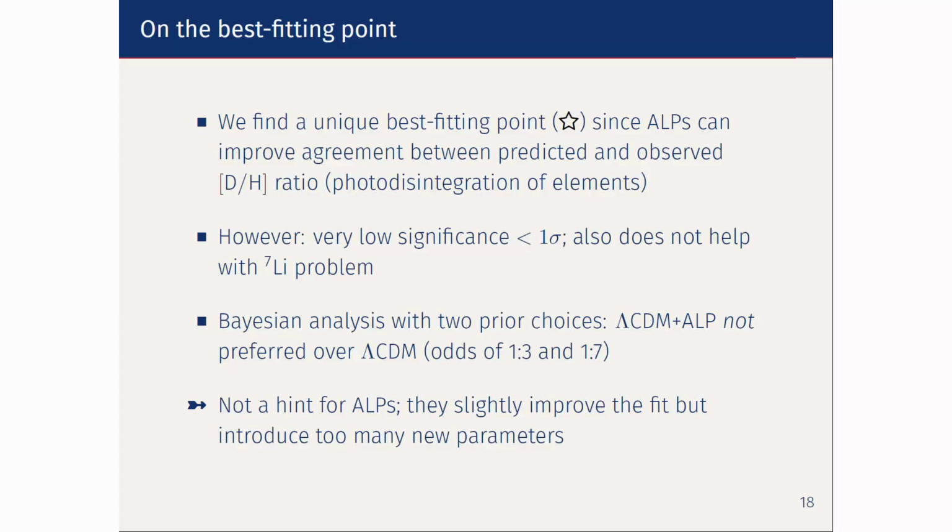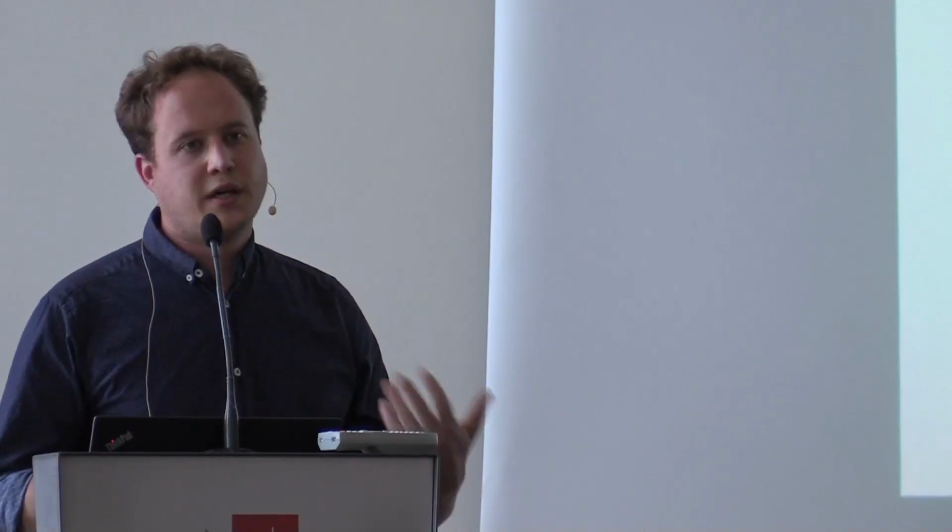And we also did a Bayesian analysis to look at this further, and also here we find that, looking at two different prior choices, in both cases the odds are against the extended model, so the LCDM plus ALPs model. So in summary, this is really not a hint. This is not to be seen as a hint for ALPs, as the model, although there's a few new parameters, is basically too complicated compared to the very marginal gain that you're getting.